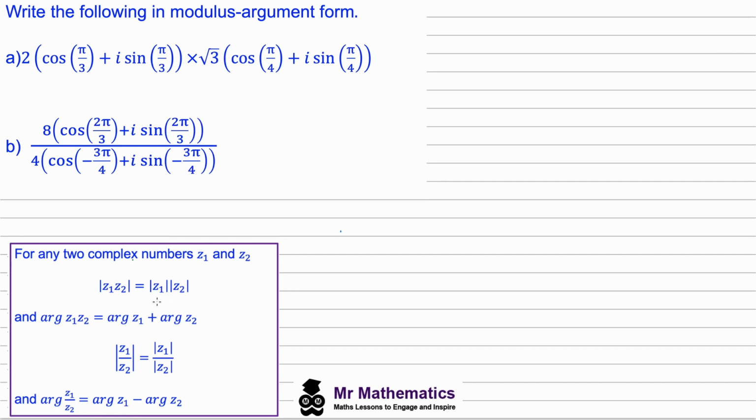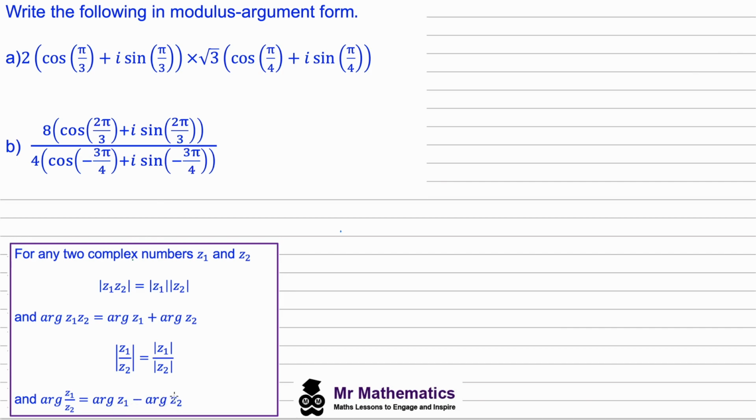What this is telling you is that the modulus of a product of two complex numbers, z1 and z2, is exactly the same as the modulus of z1 multiplied by the modulus of z2. And the argument of a product of two complex numbers is the same as the argument of z1 plus the argument of z2. And if this is true when you multiply the complex numbers, when you divide, the modulus will be the modulus of z1 divided by the modulus of z2, and the argument will be the argument of z1 minus the argument of z2.